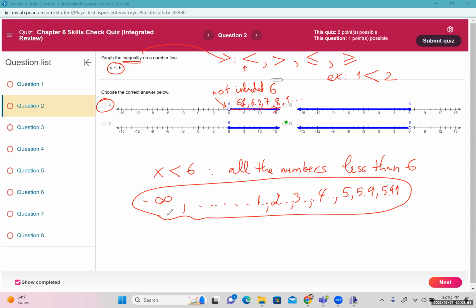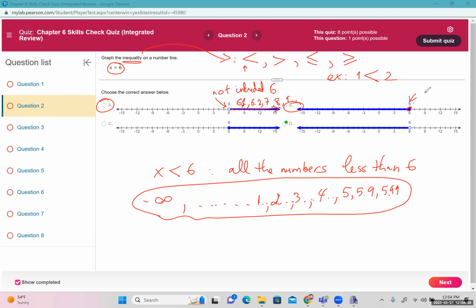Okay. What about B? B, that answer. It has 6, and all the way to the negative. Oh, looks like it's correct. However, look at 6 there. It has a dot instead of an open circle, right?